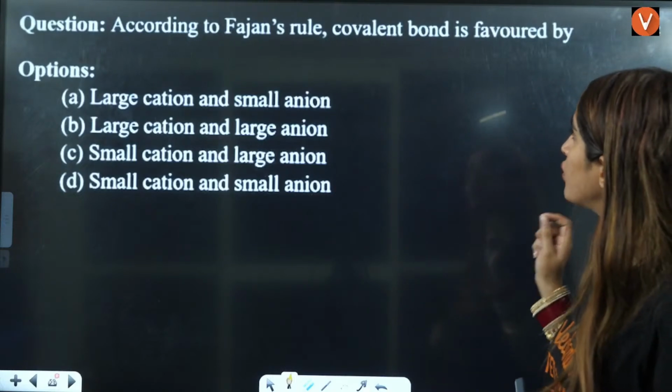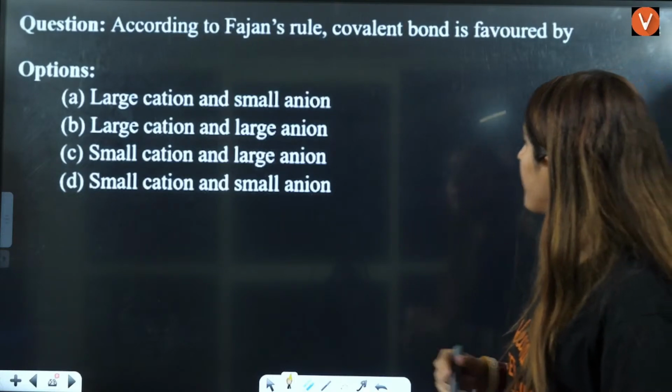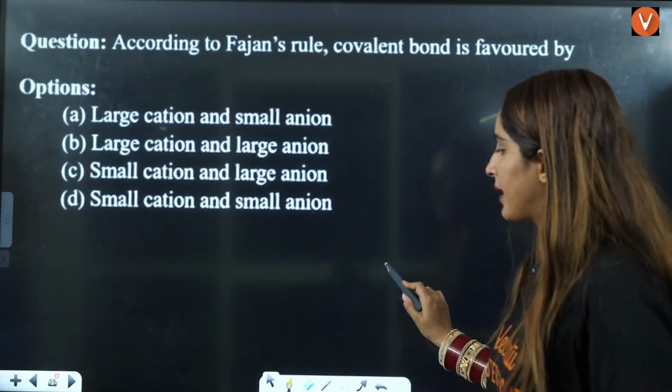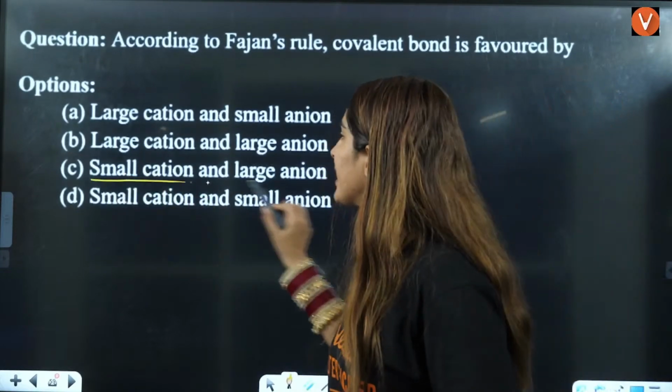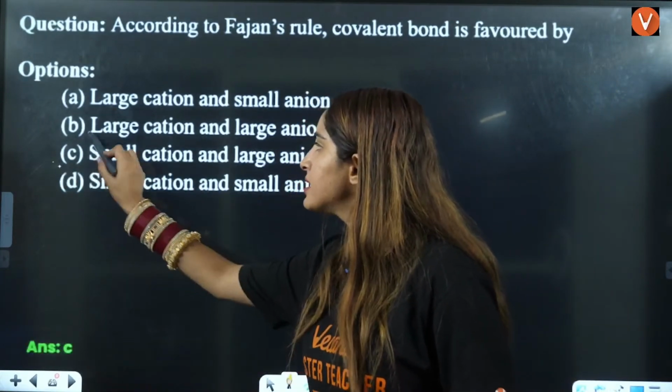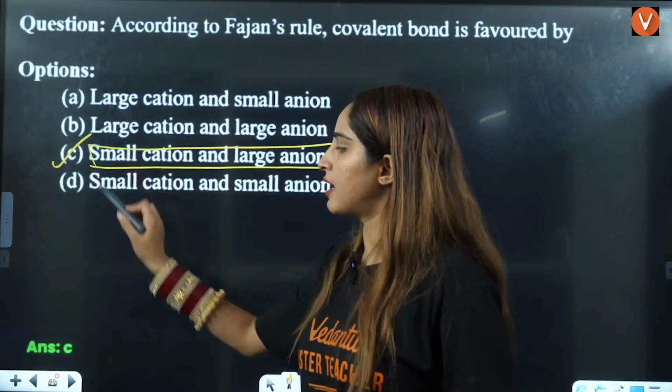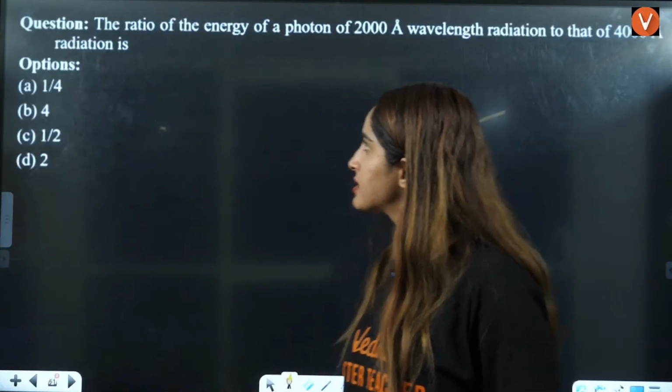According to Fajan's rule, covalent bond is favored by small cation and large anion. So C is the correct answer. Okay, direct question it is.